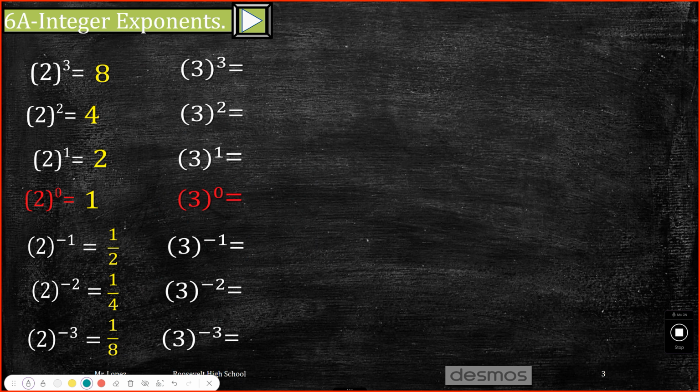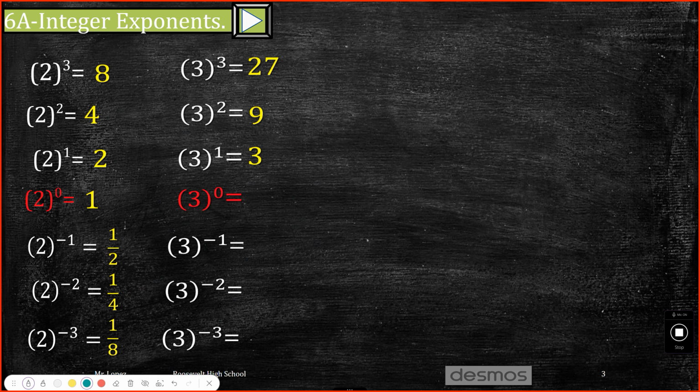Just, everybody, what's 3 to the third? Say it if you know it. 27. 3 squared, 9. 3 to the 1 power, 3. 3 to the 0 power.